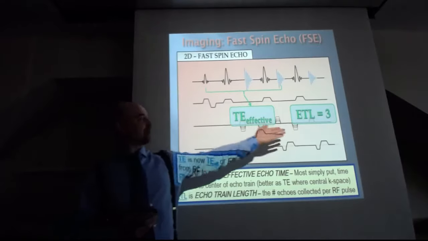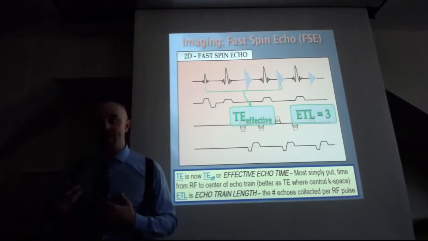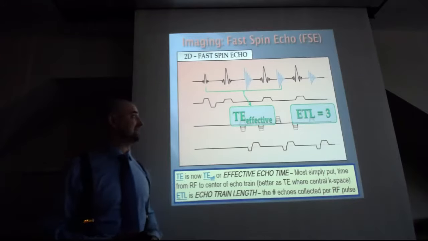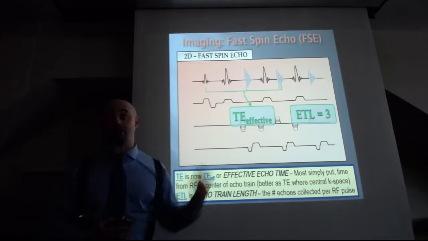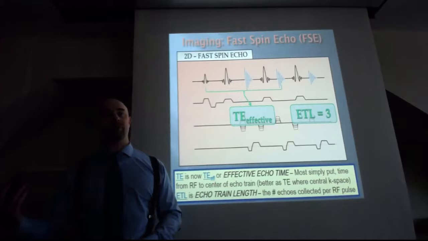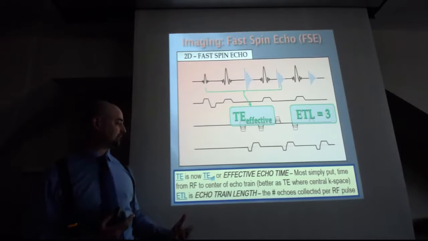Okay. So the other parameter when we're looking at fast spin echo is the echo train length, which is abbreviated by ETL, and in this case it's 3. Right? If we collected 4 echoes, the ETL would be 4, 5, 5, etc.